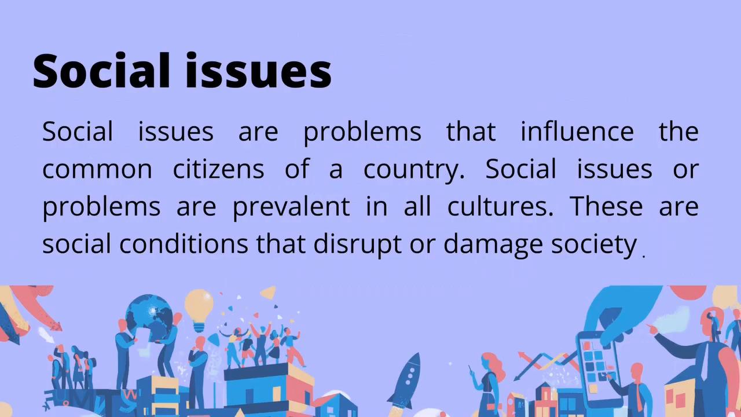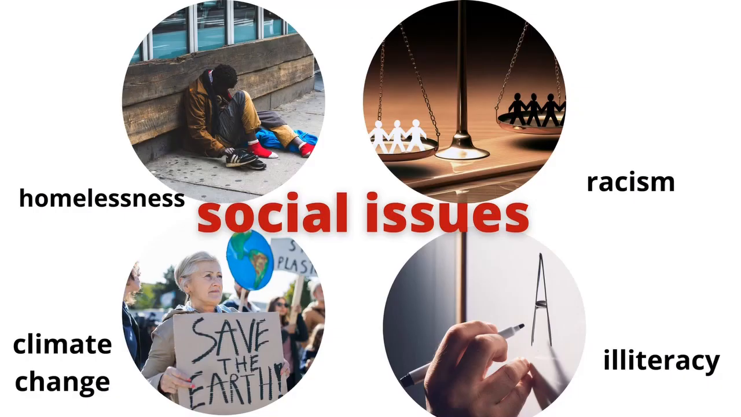First is social issue. Social issues are problems that influence the common citizens of a country. Social issues or problems are prevalent in all cultures. These are social conditions that disrupt or damage society. Examples of social issues are homelessness, racism, climate change, and illiteracy.